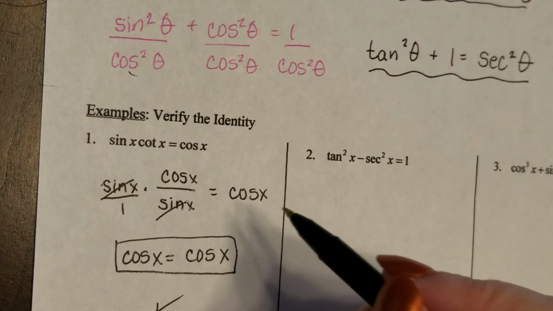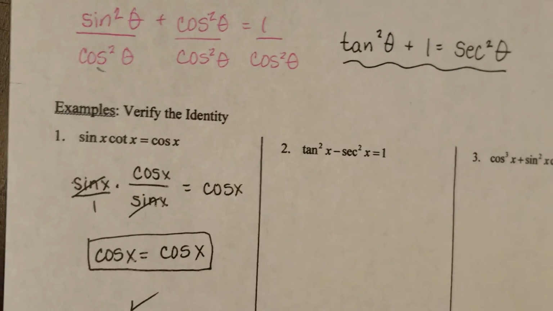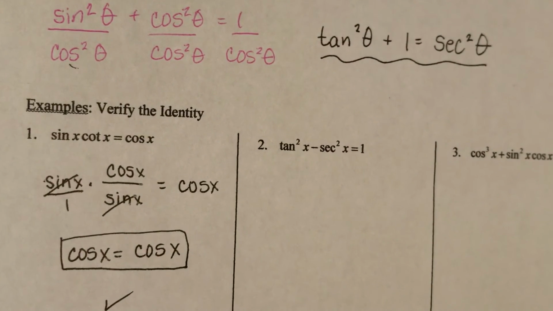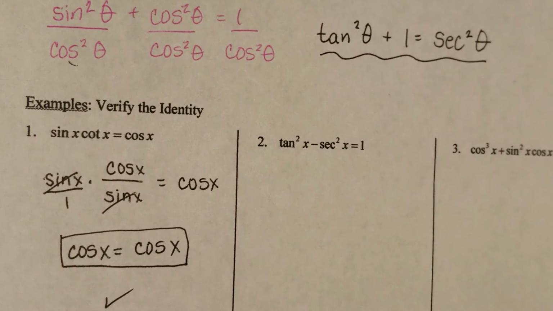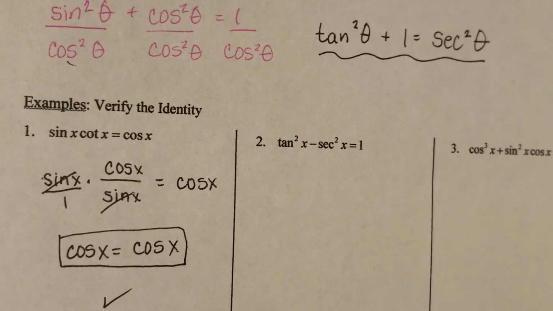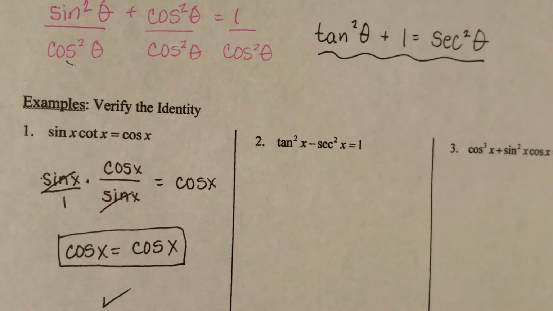So, yes, it is an identity. By the way, none of these will not be an identity. You can always prove these or verify these. So that one is an identity, and I've just shown that. Let's go to the next one.